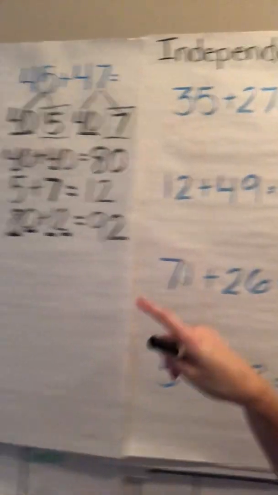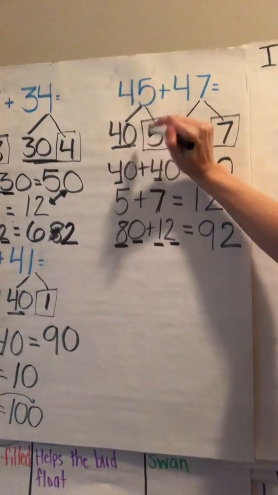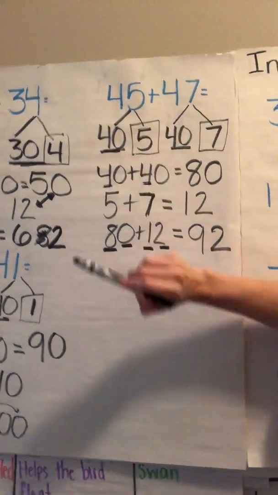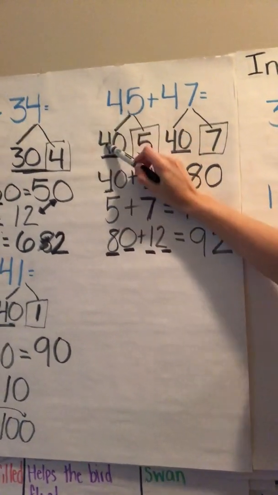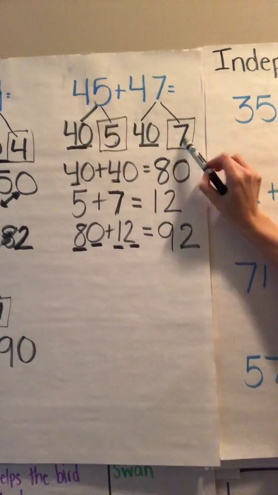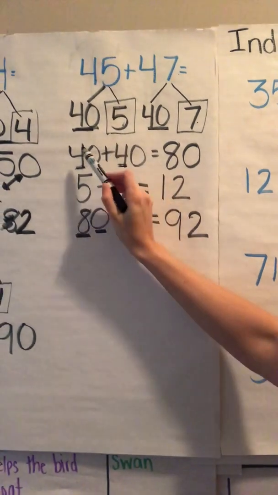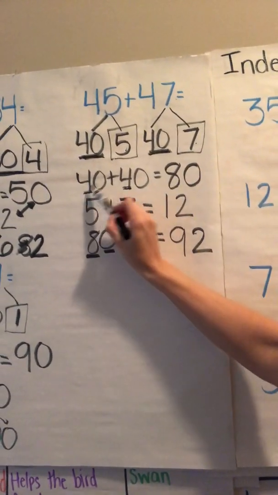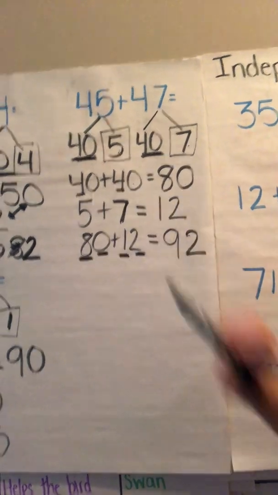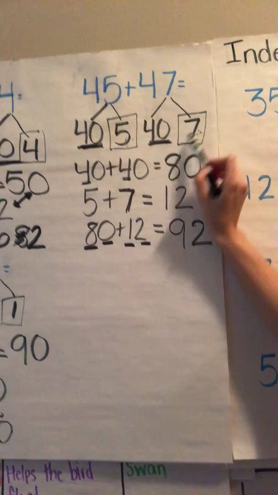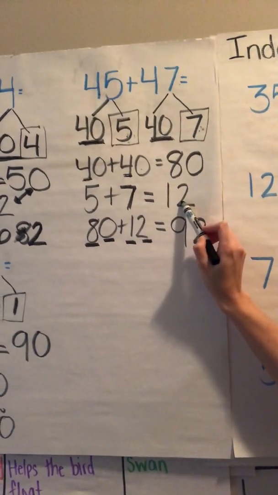So remember, your first step is to break each number into its tens and ones. So 45 was 40 plus 5. 47 was 40 and 7. Then you need to add your tens together. So we had 40 and 40. So 40 plus 40 equals our 80. Then you do your ones. 5 plus 7, and we got 12.